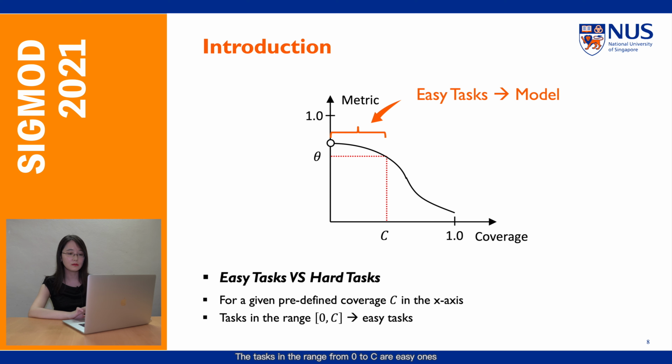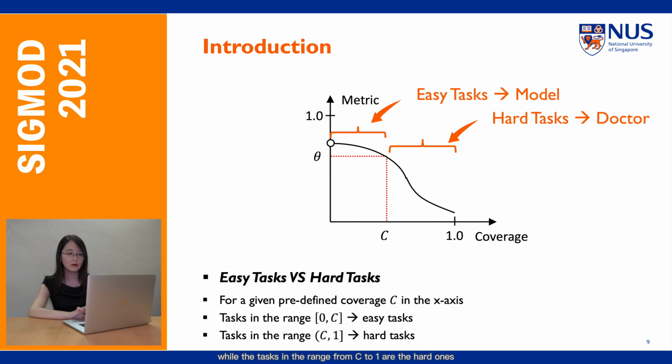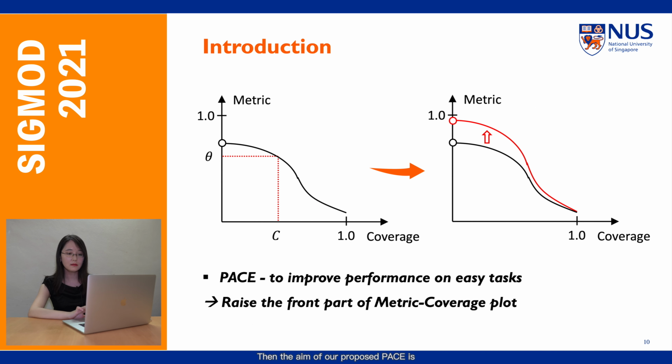The tasks in the range from 0 to C are easy ones, which can be handled by the model, while the tasks in the range from C to 1 are the hard ones, which are better to be handled by doctors. Then the aim of our proposed PACE is to improve the generalization performance on easy tasks, which in fact is to raise the front part of this metric coverage plot.